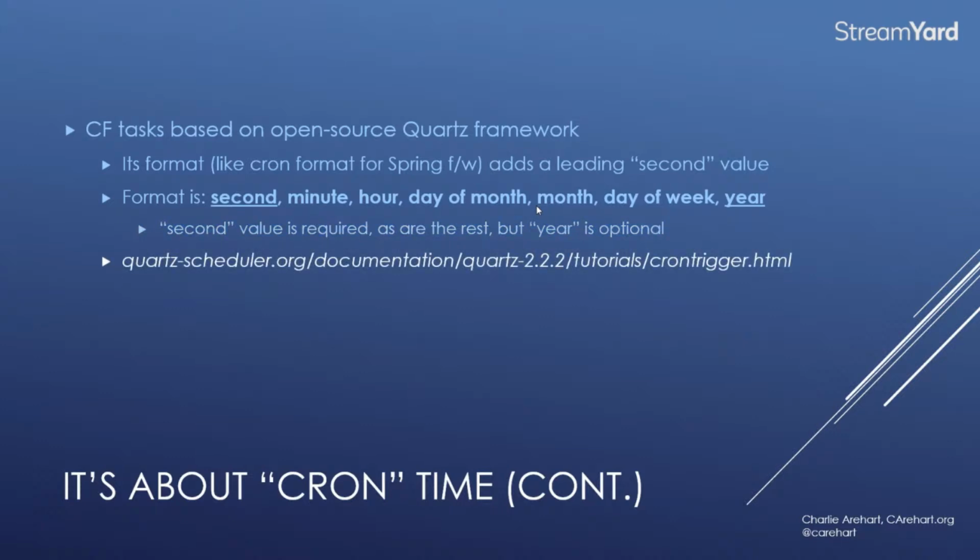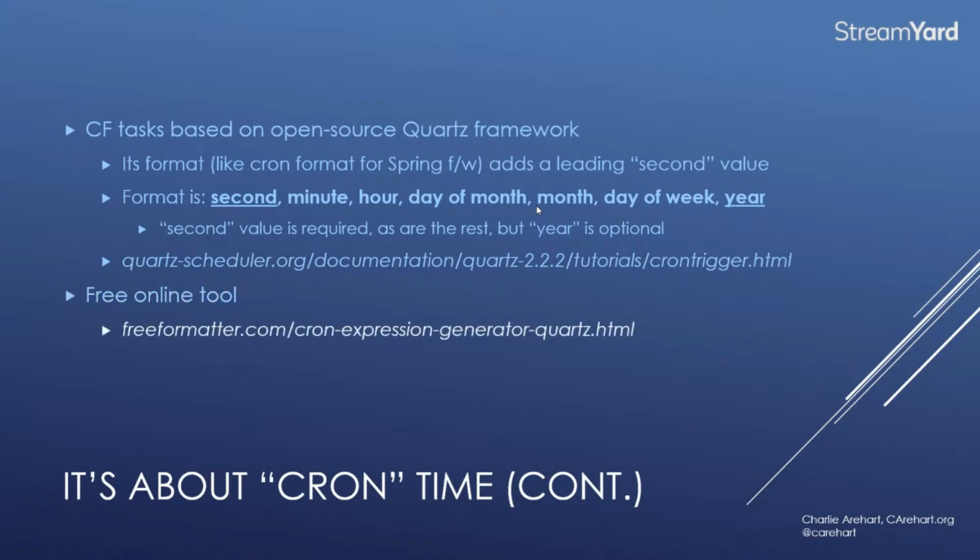Now, this is documented, not in Adobe. They don't do a good job of documenting it, but at the Quartz site, which is called quartzscheduler.org. Just go to this URL, quartzscheduler.org. And I'm pretty sure that 2.2.2 is either the version that CF uses or it's a recent version that's close to what CF uses. And just trust me, go there. You're going to find it's just perfectly helpful. Even better, check out this online tool for building not just crons, but Quartz crons.